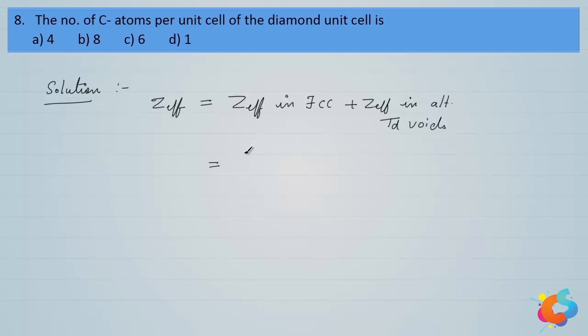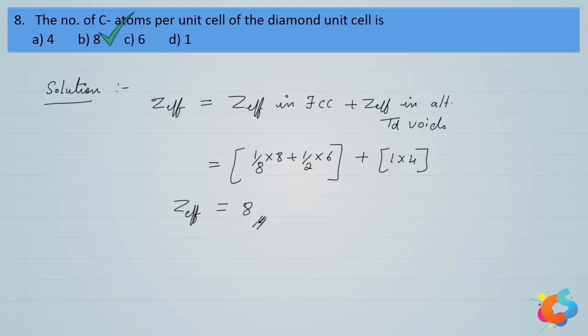Further, let's solve the FCC unit lattice, where 1 by 8 into 8 plus half into 6 refers to the FCC unit cell, plus 1 into 4 refers to tetrahedral voids. By solving this, we get the value of Z effective as 8. Hence, the number of carbon atoms per unit cell of diamond unit cell is 8, and the right option is option B.